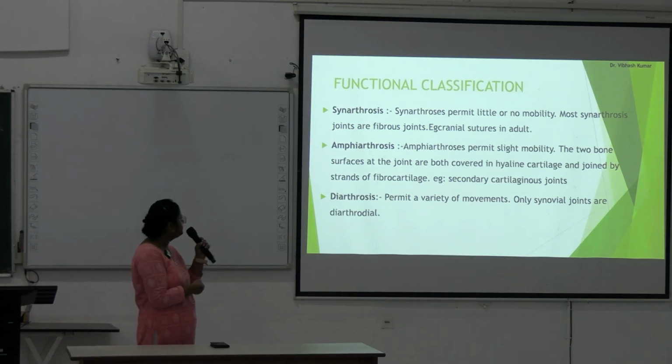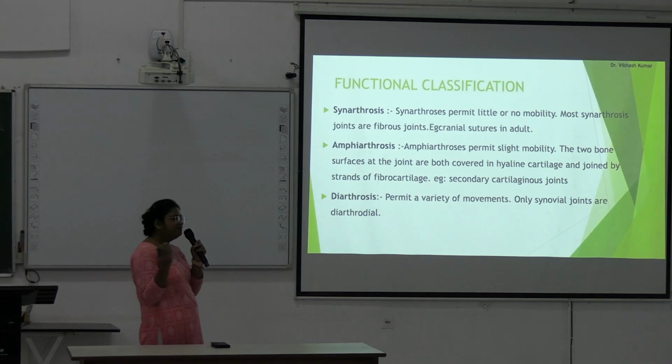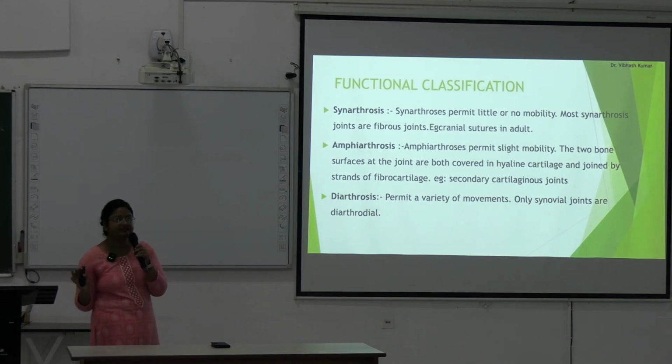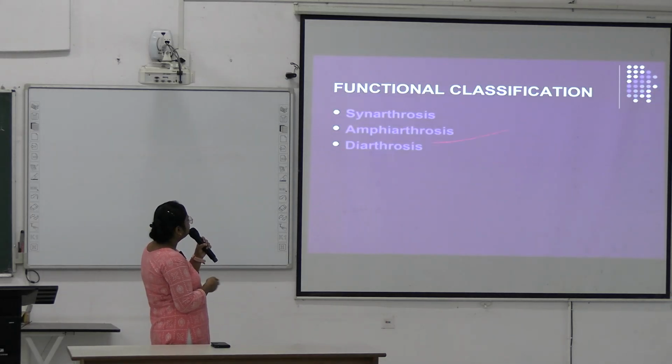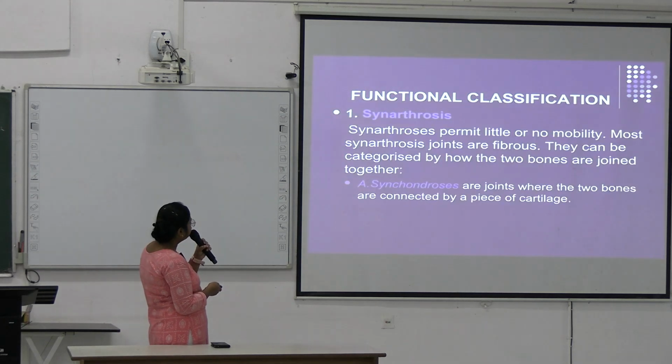Okay. And diarthrosis, they permit a variety of movement. Only synovial joints are diarthroidal. Okay, so movements are present in different axes. So these are the 3 types of functional classification: synarthrosis, amphiarthrosis and diarthrosis.